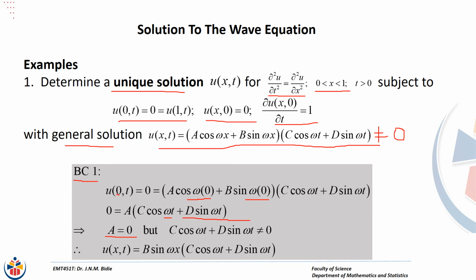Because when you substitute a into the general solution, when a is 0, the whole function u will not become 0. It's only the first term in the first bracket that will be equal to 0. So all in all, you will be having your u becoming b sine omega x into the second bracket.